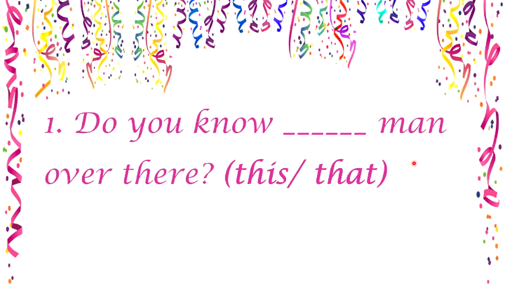Now if you see this sentence, it is clearly written, do you know dash man over there? Over there means you are pointing at a distance. That means the man is at a distance from the speaker. So which demonstrative adjective should come for distant objects? Yes, you're right, that. So the answer is, do you know that man over there? Got it? I'm sure you must have got it correct. That was simple. Let us do the next.